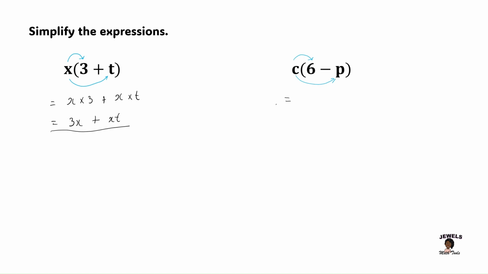So c times 6 will equal 6c. And c times p will equal cp. And again, the expression is already in its simplest form, so that means that we don't have to work anything out any further.